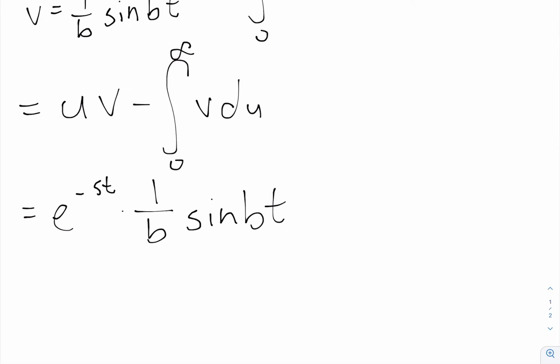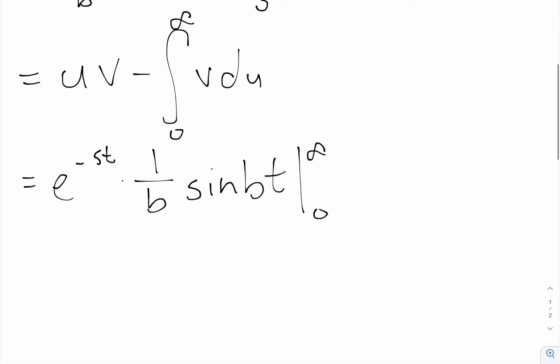And then this is going to be evaluated from infinity to 0, and then minus the integral from 0 to infinity. I'll try and squeeze it in here. 1 over b sine bt times negative s e to the negative st dt. I'm not going to have room to write that. So let's evaluate this limit first, and then I'll rewrite the other stuff.